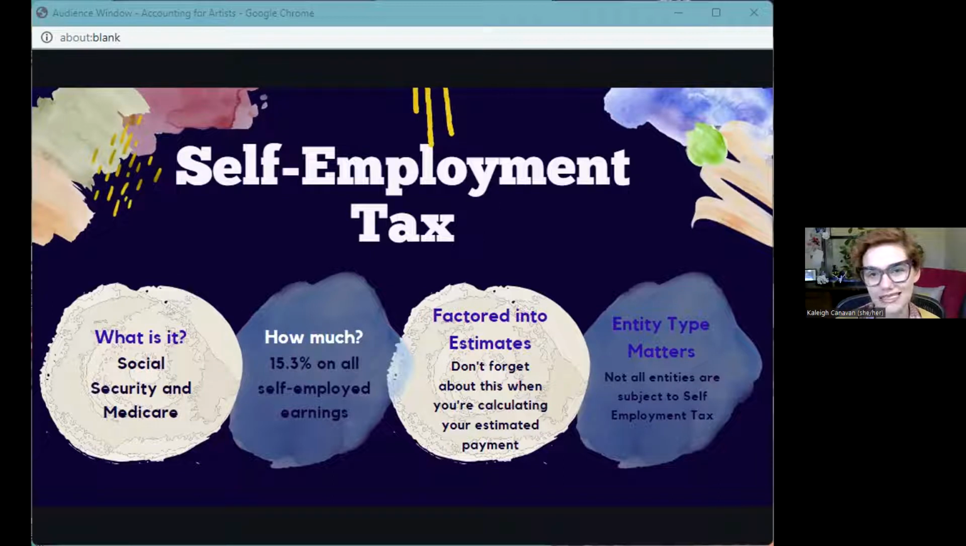And not all entity types are subject to self-employment tax. So if you are running your art through your Social Security number, if you're a sole proprietor, if you're part of a partnership, chances are you're going to be subject to self-employment tax. The only times you would really see not being subject to self-employment tax is if you have an S Corp or a C Corp. I really hope none of you have a C Corp. That's just my side comment there.